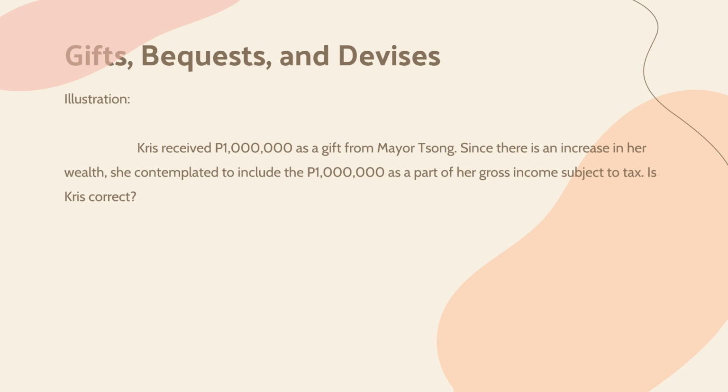Chris received 1 million pesos as a gift from Mayor Chong. Since there is an increase in her wealth, she contemplated including the 1 million pesos as part of her gross income subject to tax.